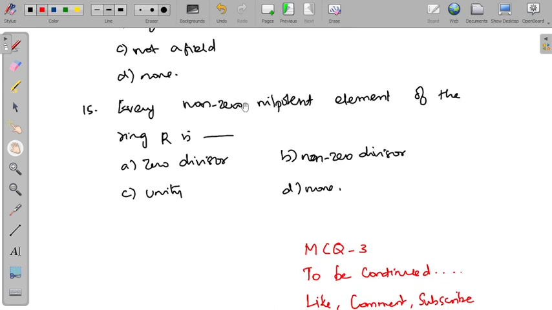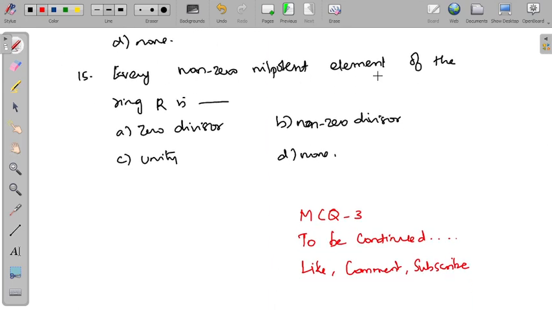Then, every non-zero nilpotent element of the ring. So I am taking the element as A. So A power n, the nilpotent element, is equal to E, which is equal to 1, that is unity. So every non-zero nilpotent element is unity is the right answer. Thank you.